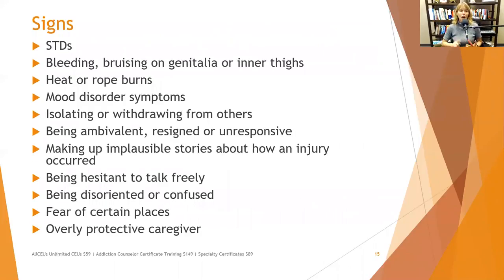STDs, bleeding, bruising on genitalia or inner thighs. Heat or rope burns, you want to look for signs of restraint around the wrists and ankles. You want to look for those glove burns that we talked about, where an elder may have had their entire hand put in scalding hot water, or their entire foot put in scalding hot water, or their entire bum.